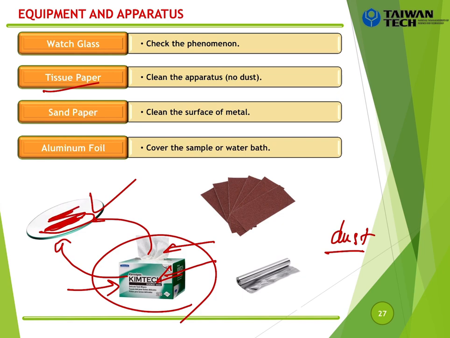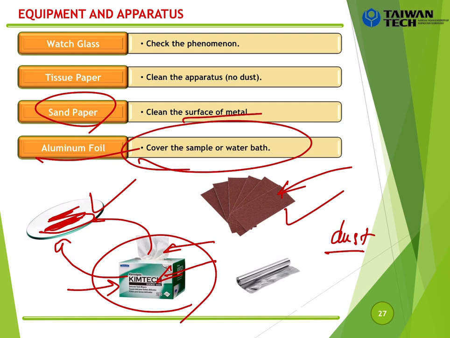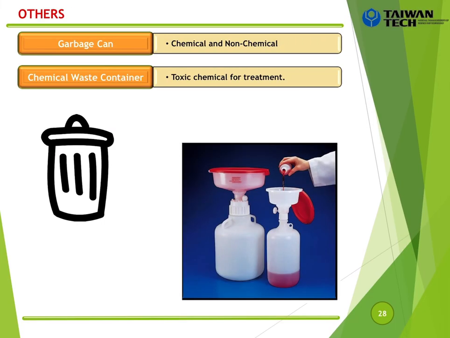Okay, and we also use the sandpaper. I think you also know what the sandpaper is, right? So we have the rough surface here, and then you can clean the metal surface in your experiment. And we also have the aluminum foil, and this one we just use to cover the sample, or maybe for the water bath. Okay, and when you do experiment, you also consider your garbage.